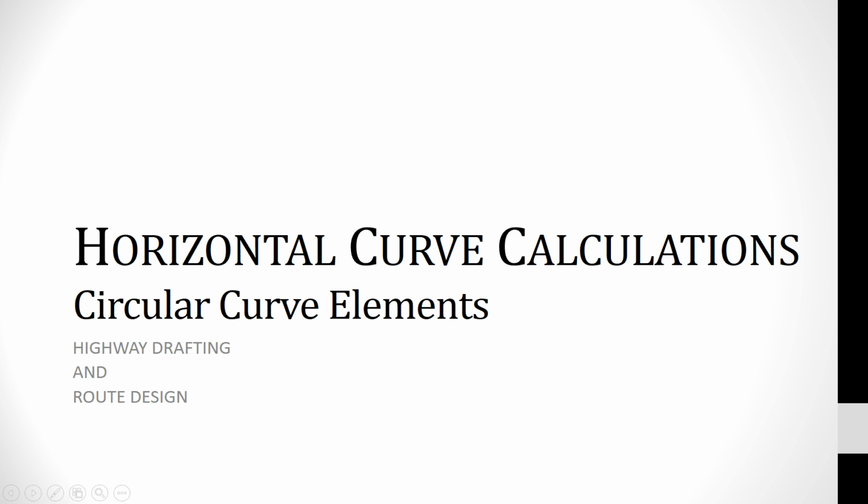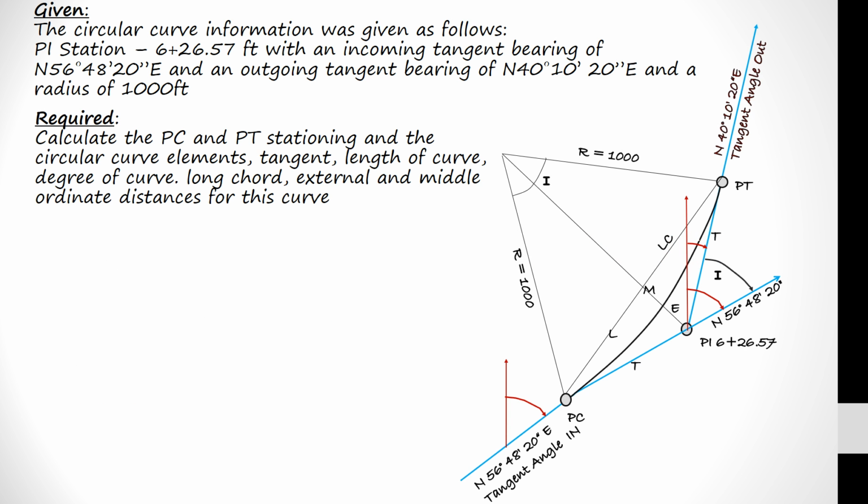The following is on the horizontal curve calculation, circular curve elements. This is a different example from the previous. So what we have is a circular curve, and the information is given as follows. We have a PI station of 6 plus 26.57.